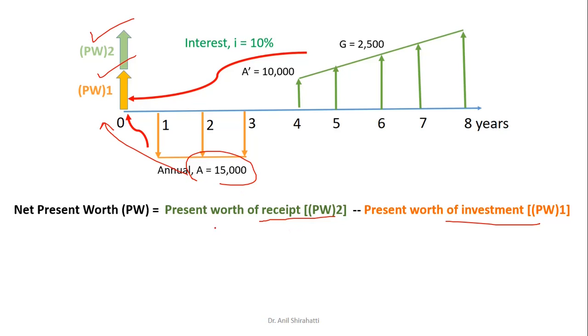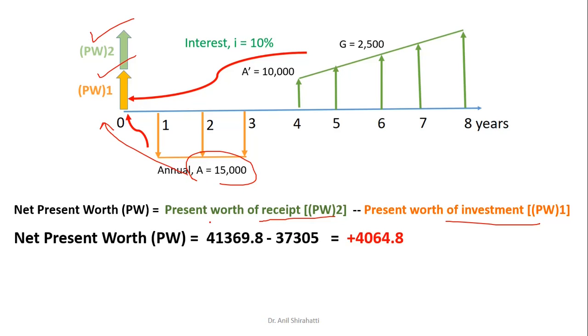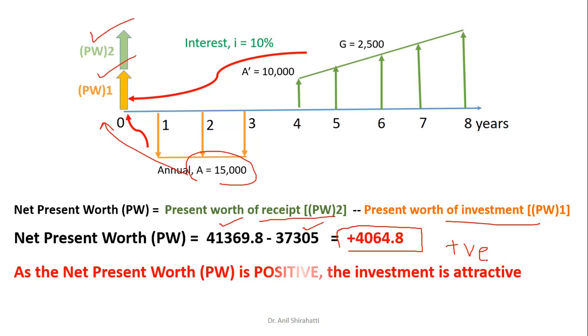So what was this present value? That is around 41,369, and what was the investment? Around 37,030. So the net present worth is around 4064, and also it is positive. So that means a person will have profit, and he should definitely go ahead with the investment. Since the net present worth is positive, the investment is an attractive one.